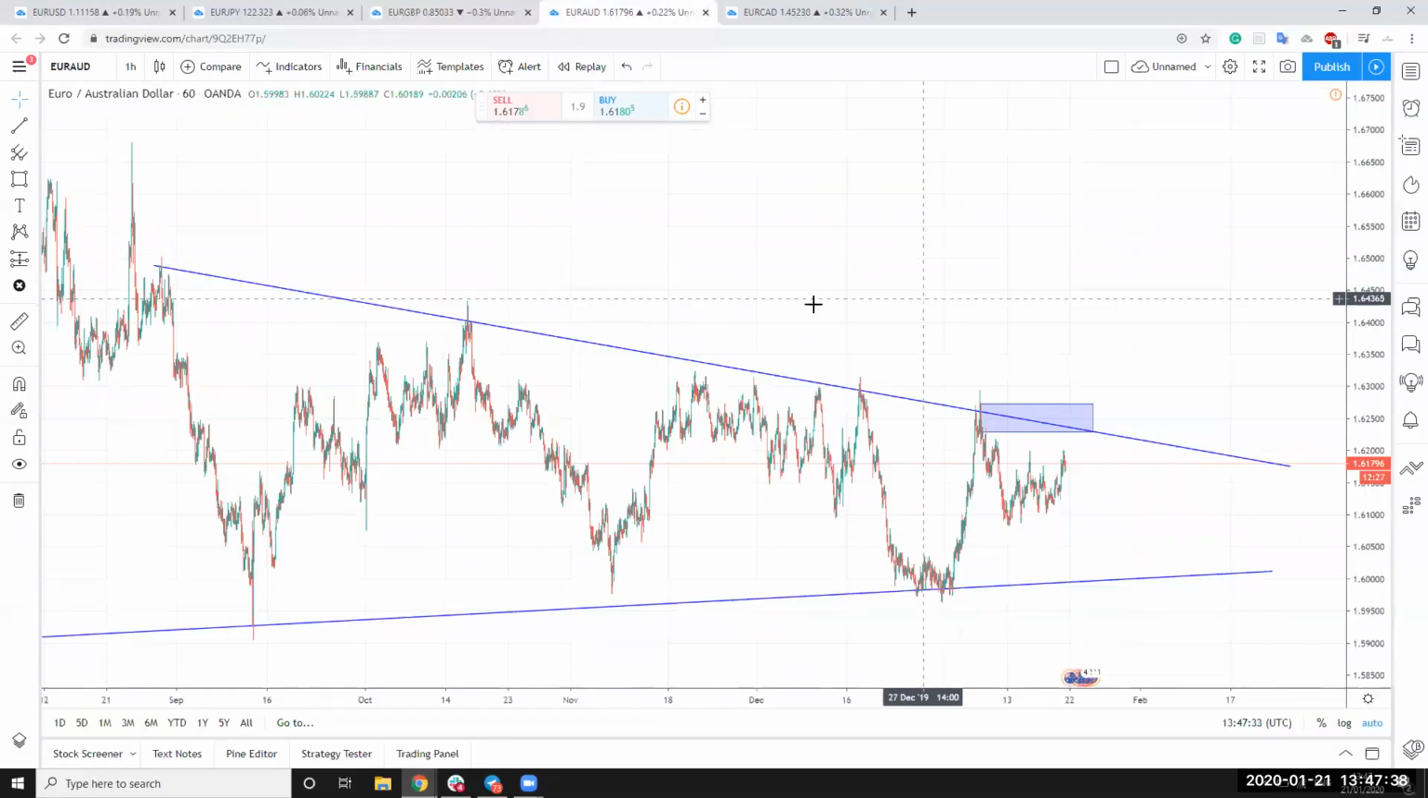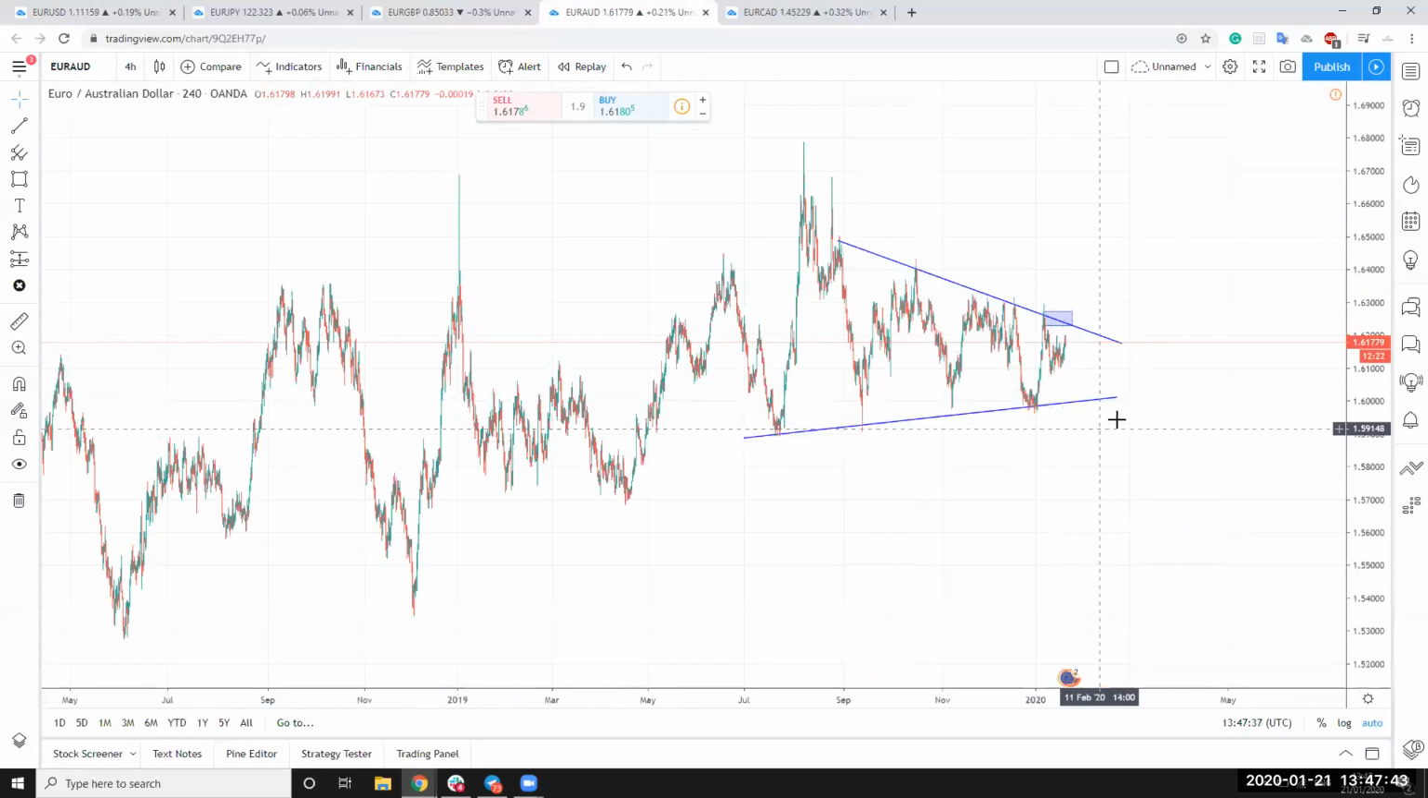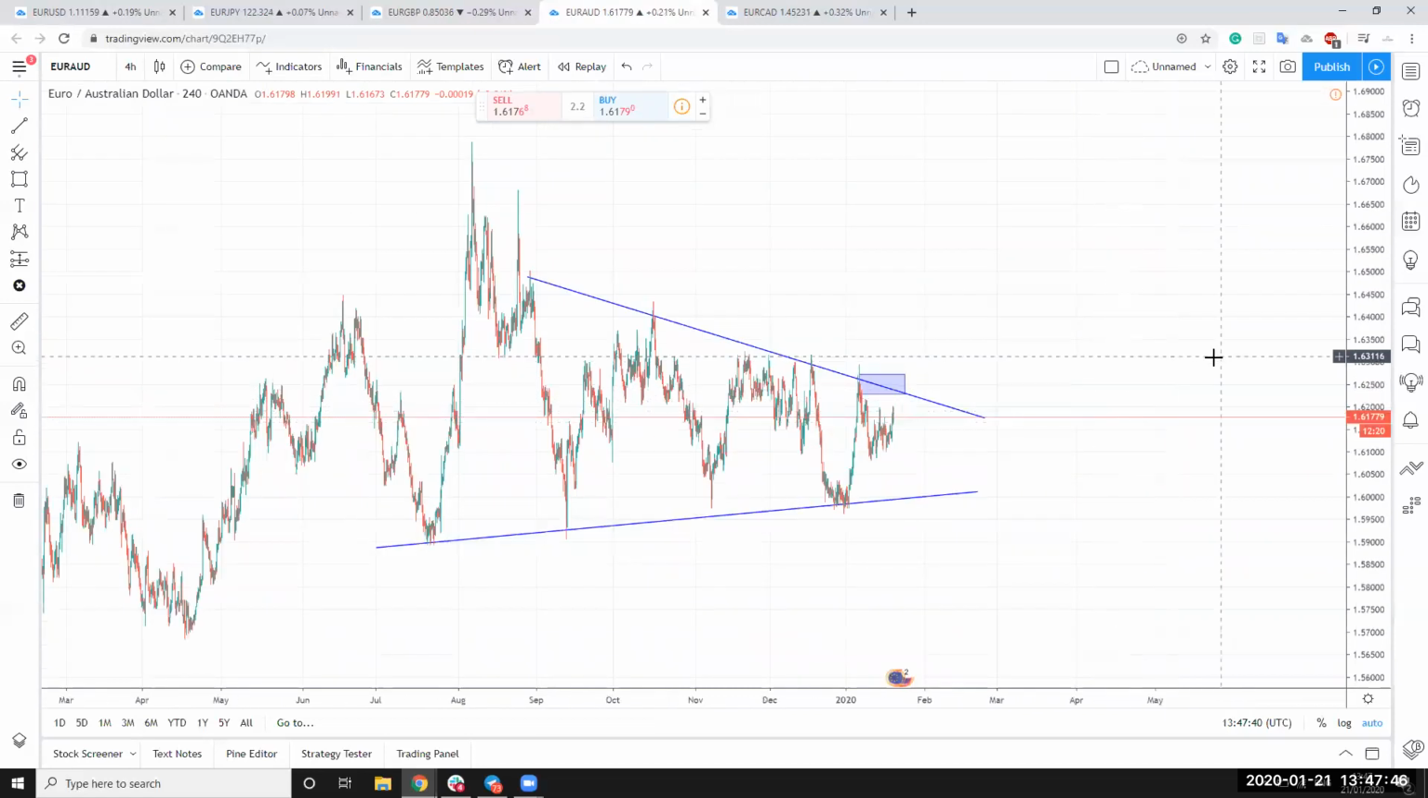Euro AUD, as you can see, we're in a wedge. Let's go a bit out. It's a similar scenario with, I think it was CAD CHF. Yeah, it's similar to CAD CHF where we have a lot of liquidity to the upside where I'm expecting price to go up eventually. But because we rejected off this area, which is the order block, I think price is going to go to this order block and then come back down.